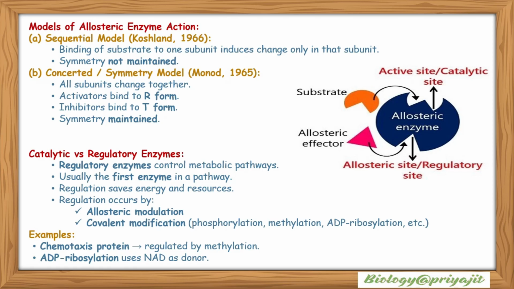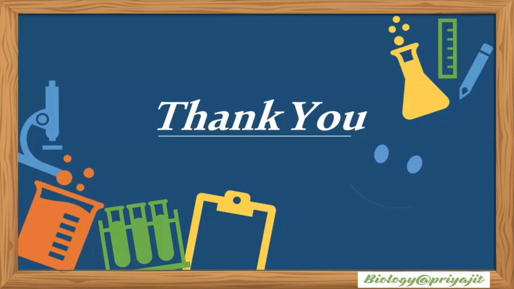So what are catalytic versus regulatory enzymes? We know that regulatory enzymes control metabolic pathways, usually the first enzyme in a pathway, and regulation saves energy and resources. Regulation occurs by allosteric modulation and covalent modification like phosphorylation, methylation, ADP ribosylation, etc. Examples include chemotaxis protein, which is regulated by methylation, and ADP ribosylation also uses NAD as a donor.